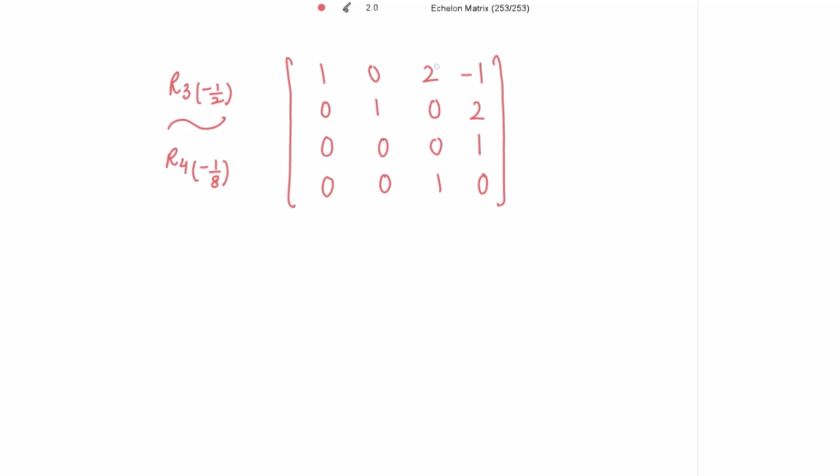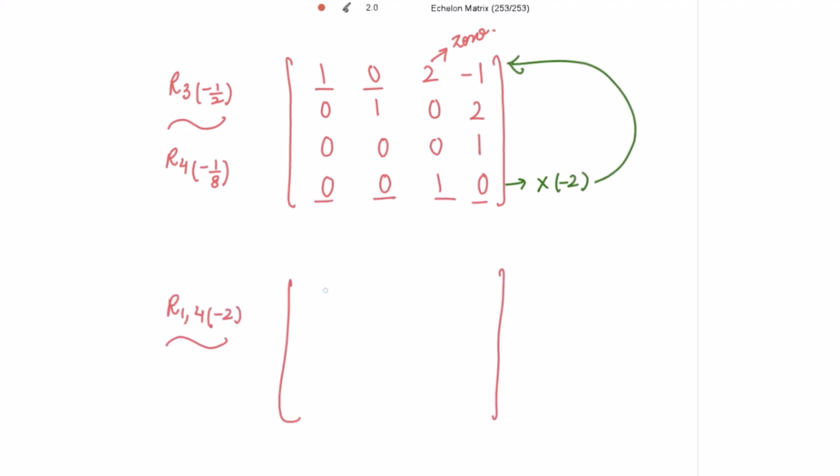Yes? I need to get 0 in place of 2. For that, just make use of the last row. Multiply the elements of the last row with negative 2 and add its elements to the first row. So for the row 1, we are getting now 1, 0, 0, negative 1. And writing the rest of the rows as it is.